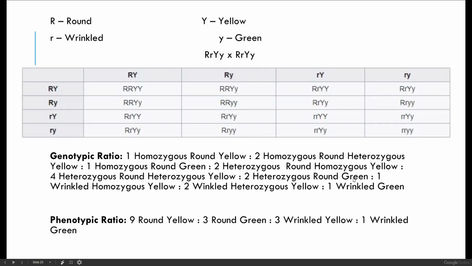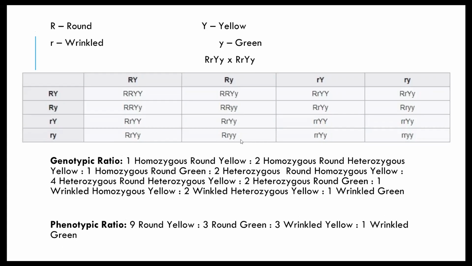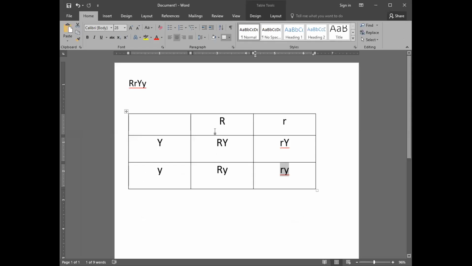Two heterozygous round green. One wrinkled homozygous yellow. Two wrinkled heterozygous yellow. And one wrinkled green. So the ratio there is 1 is to 2 is to 1 is to 2 is to 4 is to 2 is to 1 is to 2 is to 1. Again, I'll put a mark here. 1:2:1:2. The genotypic ratio there, I will write it here.